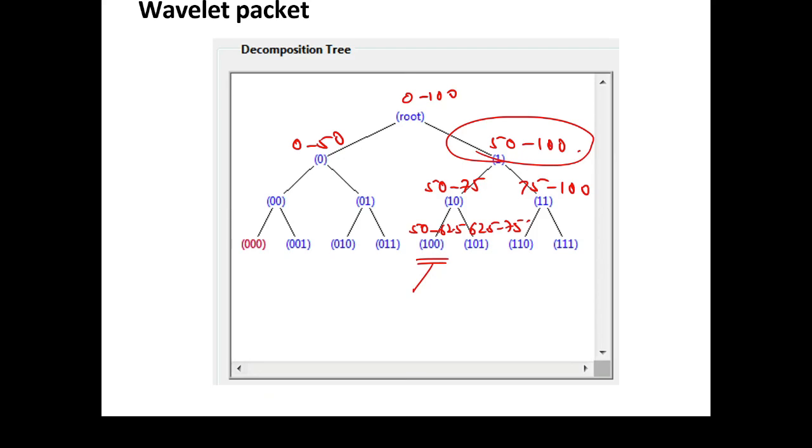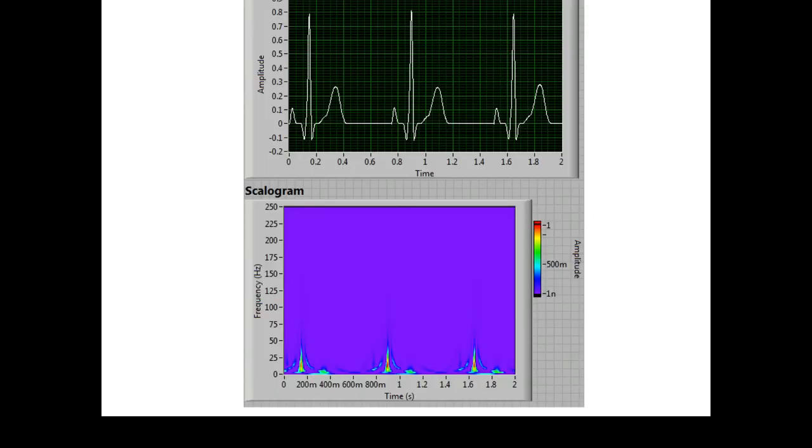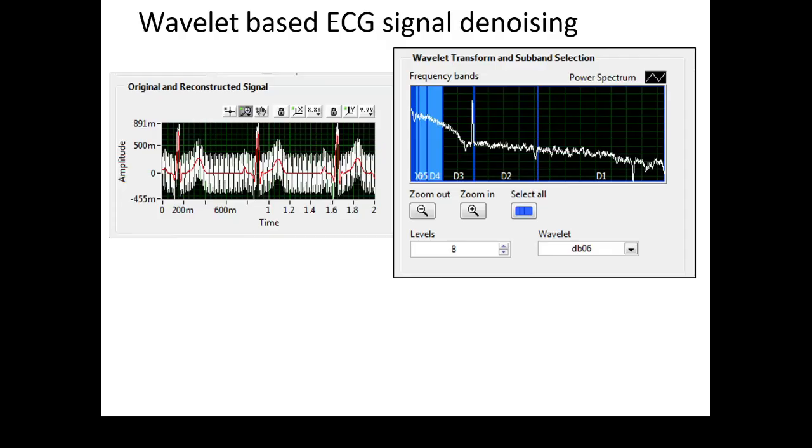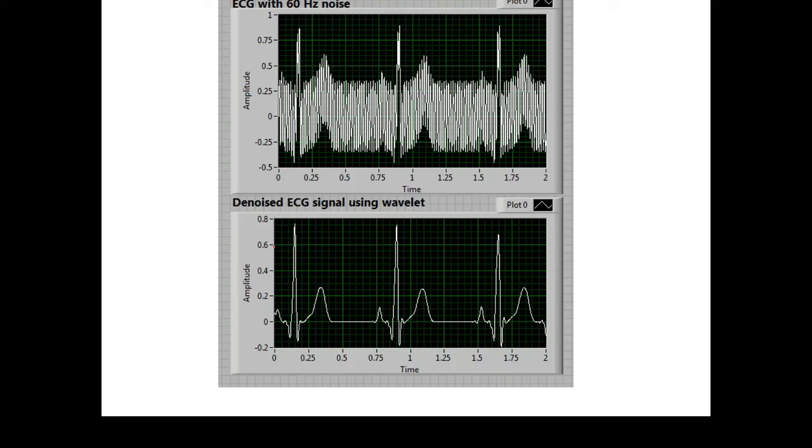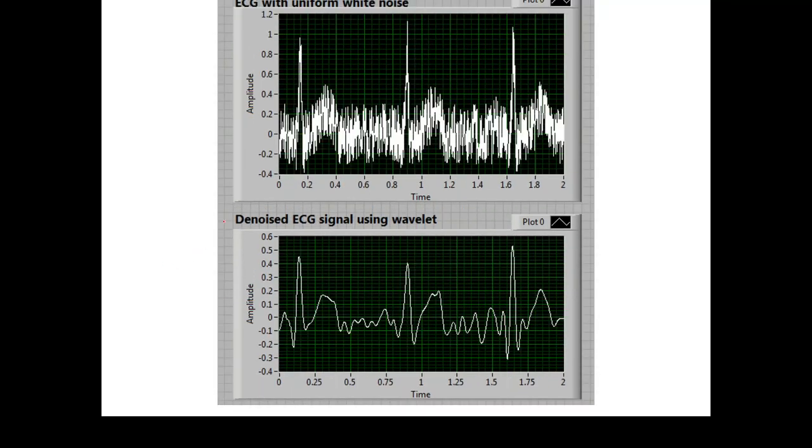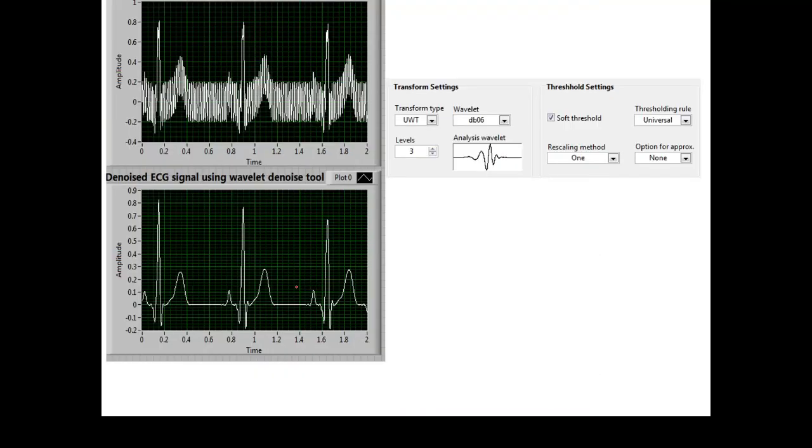Okay. So this is the scalogram of an ECG signal. Scalogram means CWT, and this CWT representation will look something like this. Now if you see, it is far superior to your STFT. Then wavelet based denoising, I'm not going into the details, so you can look into the removal of different kinds of noises.